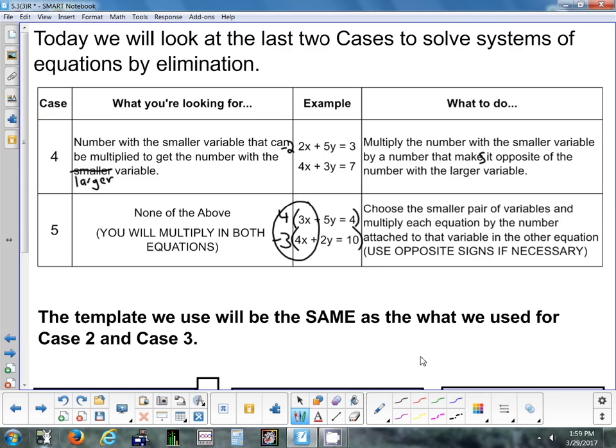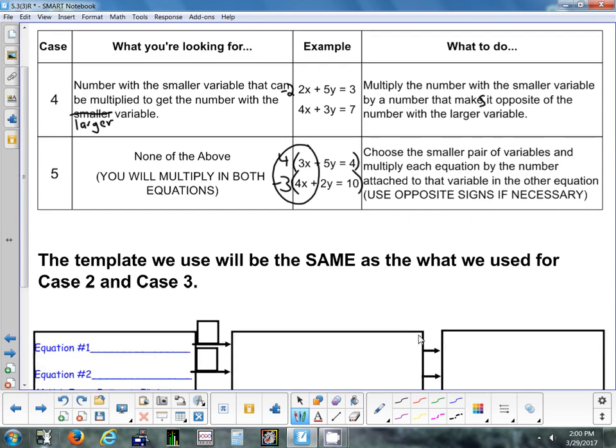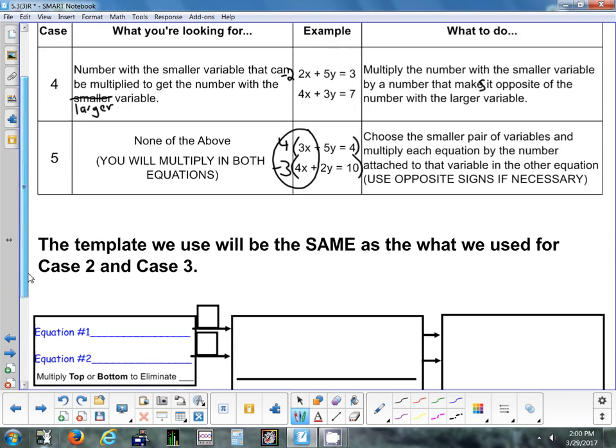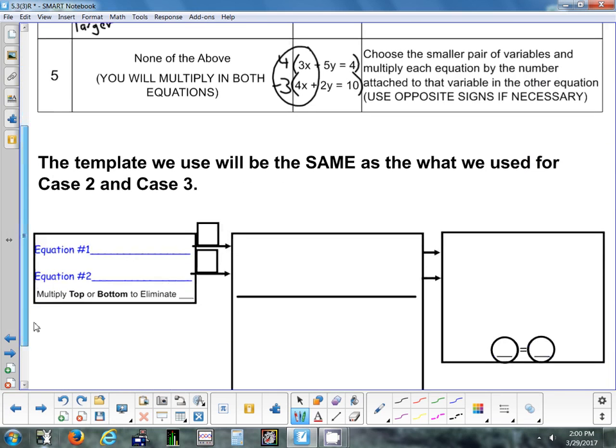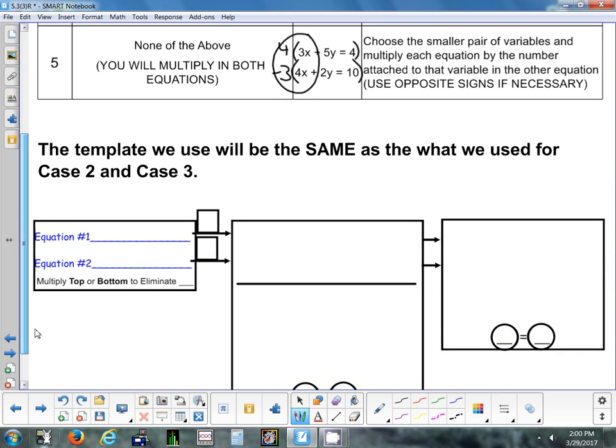So this is tough. This is the most work you're going to get because you have to multiply on both equations. All right? I'll leave this up here and people are still copying. The template is going to be exactly the same as the one we used yesterday. Remember the one we used on Monday was just 3 little boxes going across. They were all the same size. When we use this one, the middle one's a little bit bigger. So the template's going to be exactly the same as what we use for case 2 and 3.